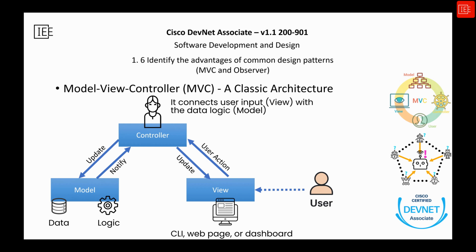Now, why is this structure so powerful? The answer is simple, because it creates a clean and modular architecture. If you need to change how your data is stored, you only adjust that model. If you want to revamp the user interface, you just update the view. And if you need new ways for users to interact with the system, you focus on the controller. Each part is independent but works together seamlessly.